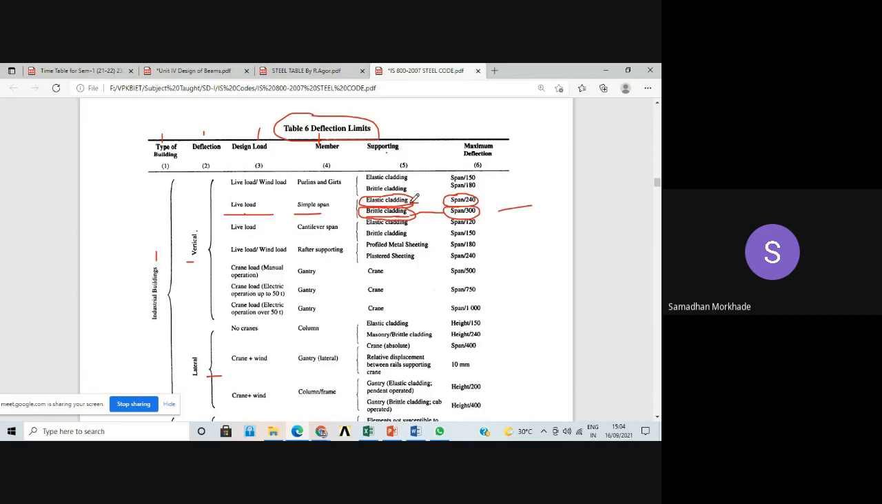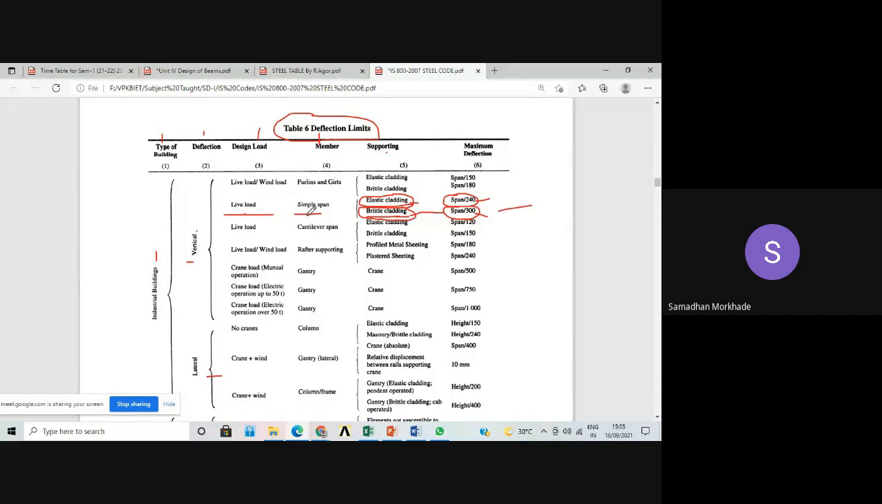Okay, elastic cladding. GI sheets का असतं, it is elastic in nature. It deflects more. So that's why span by 240, this permissible deflection will be more. But in case of an RCC slab, that is a brittle material. It is going to deflect very less. So span by 300, 300 comes into the denominator. It means permissible deflection will be very less because it is a brittle cladding. It is not going to deflect more. So this is the reason behind these values, span by 240 and span by 300.